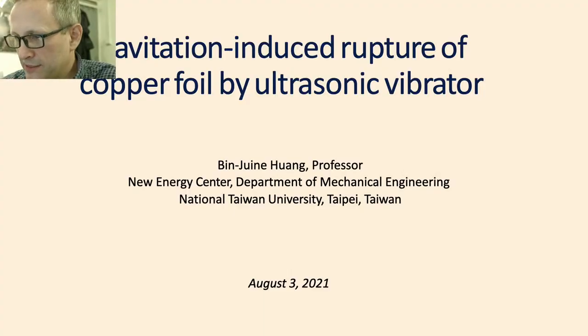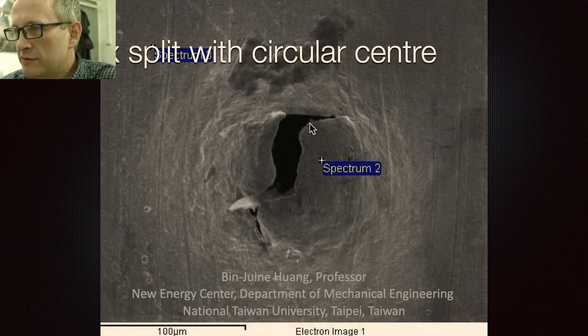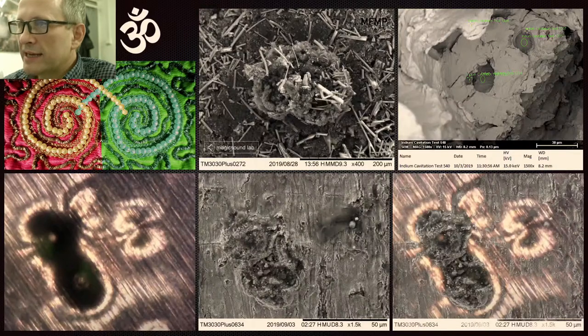And very nice work by Binzhuan Huang, the professor of new energy at the Department of Mechanical Engineering, National Taiwan University, Taipei, Taiwan. And he shows this. You can see this is above, and I guess this may be below, that gives you some idea of the direction of the vorticity. Definitely the bulge in the center. This is the bar, and then these are the arms. So very, very similar effects.